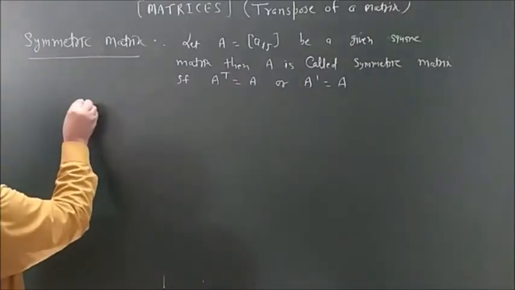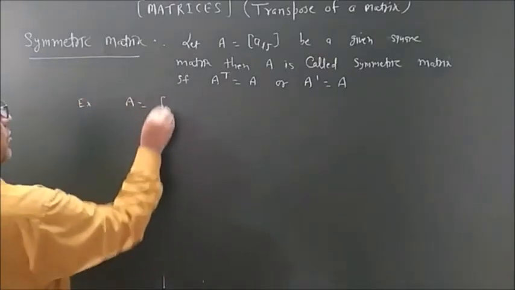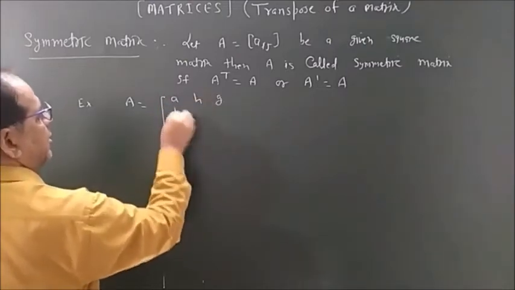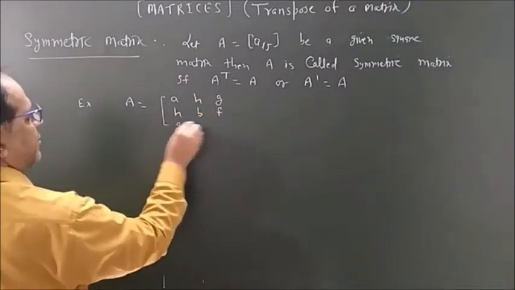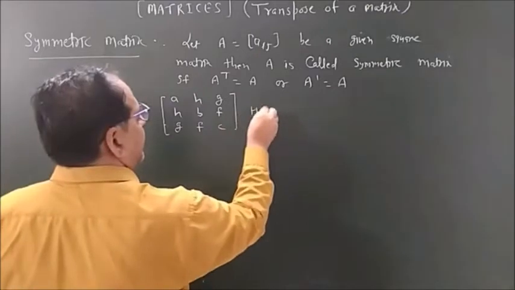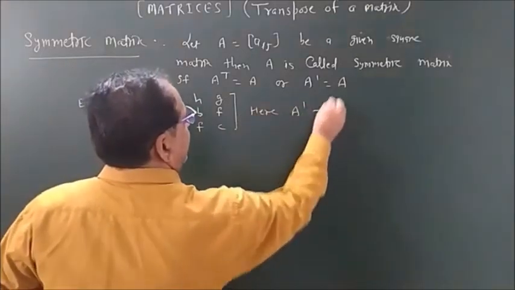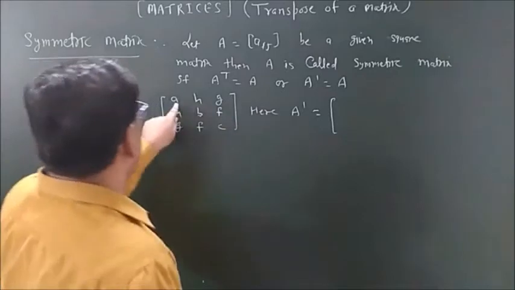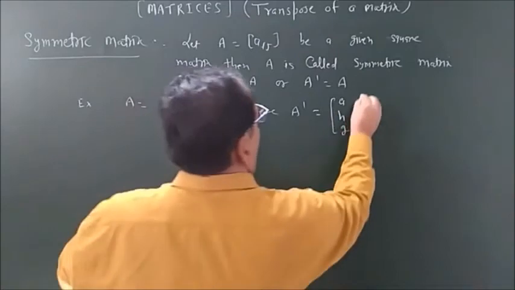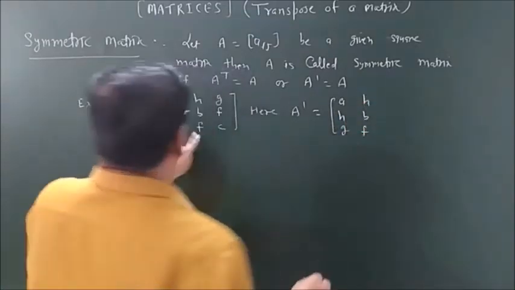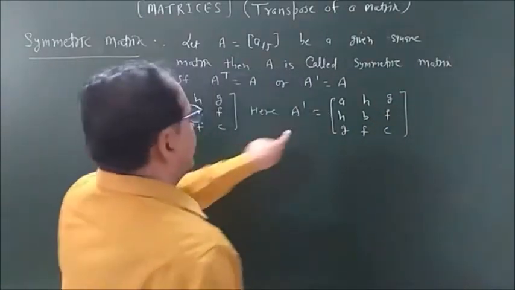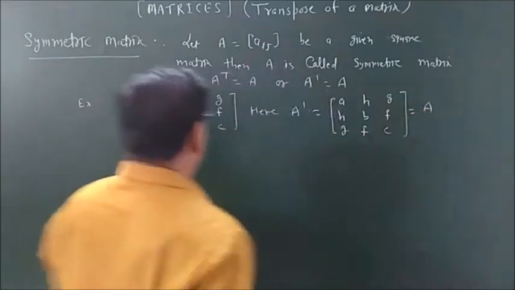For example, I am taking one example: A equal to [A H G; H B F; G F C]. Here A dash, that means we interchange the rows and columns. So row AHG becomes column AHG, HBF becomes column HBF, GFC becomes column GFC. This is again A.